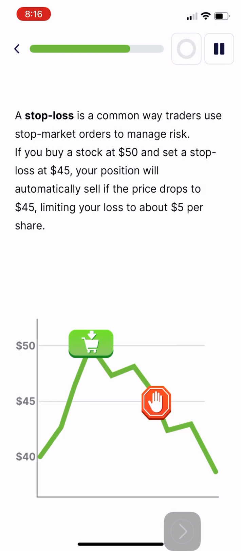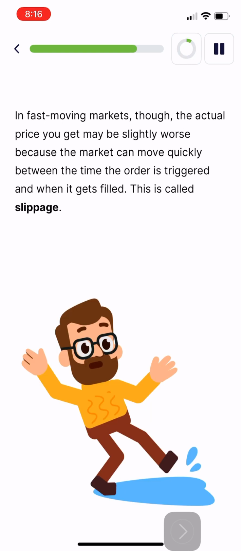A stop loss is a common way traders use stop market orders to manage risk. If you buy a stock at $50 and set a stop loss at $45, your position will automatically sell if the price drops to $45, limiting your loss to about $5 per share. In fast-moving markets, though, the actual price you get may be slightly worse because the market can move quickly between the time the order is triggered and when it gets filled.